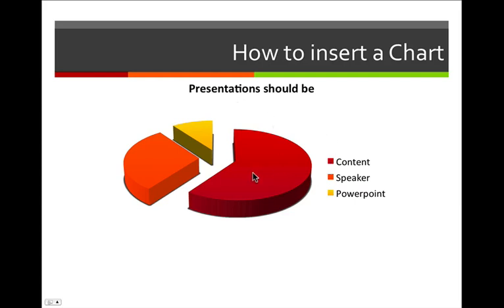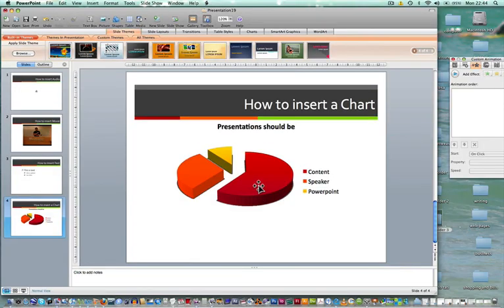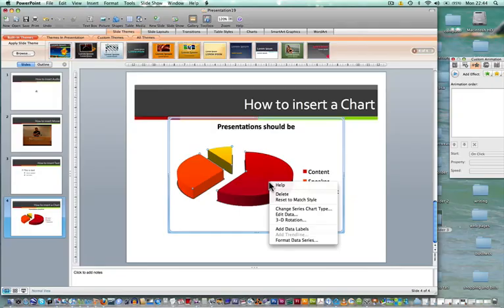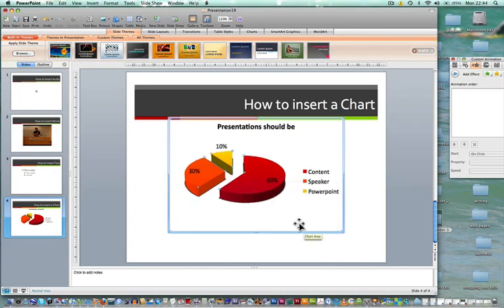Presentation should be. Now, I notice that what I've done here is I haven't put the percentages on. So if I go back onto the slide, click on there, either right click or command click if you've got a Mac, and we add data label, and there you go. And sometimes you have to do them separately, but so you can see how simple it is.